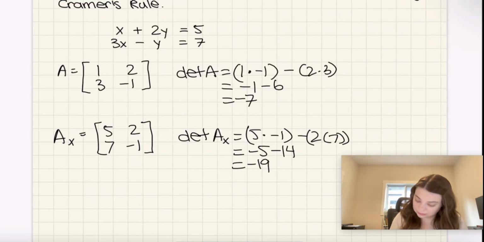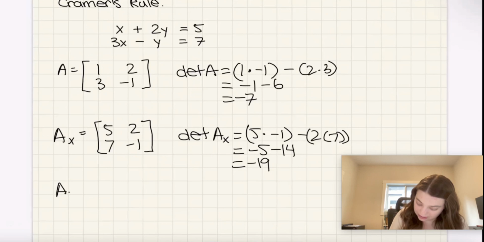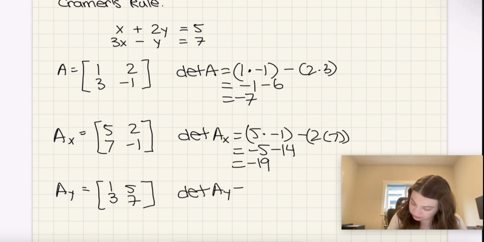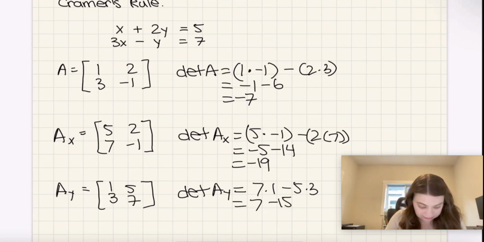Then we have to do Ay and determinant Ay. So for this one, we're going to keep the first column the same, and then it's the second column that we're going to switch for the answers, 5 and 7. So 5, 7. And then we're going to find determinant of this as well, which is going to be 7 times 1 minus 5 times 3, which is equal to 7 minus 15, which is -8.